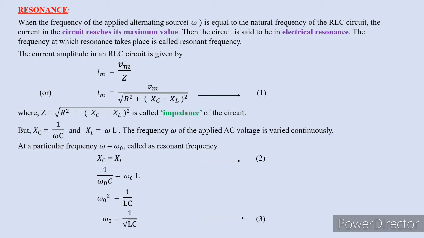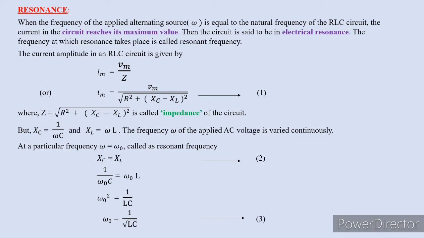Let us see. When the frequency of the applied alternating source omega is equal to the natural frequency of the RLC circuit, the current in the circuit reaches its maximum value. Then the circuit is said to be in electrical resonance. The frequency at which resonance takes place is called resonant frequency.